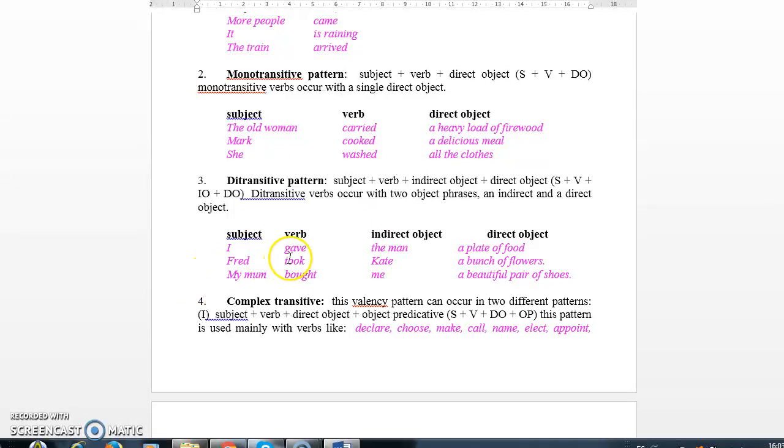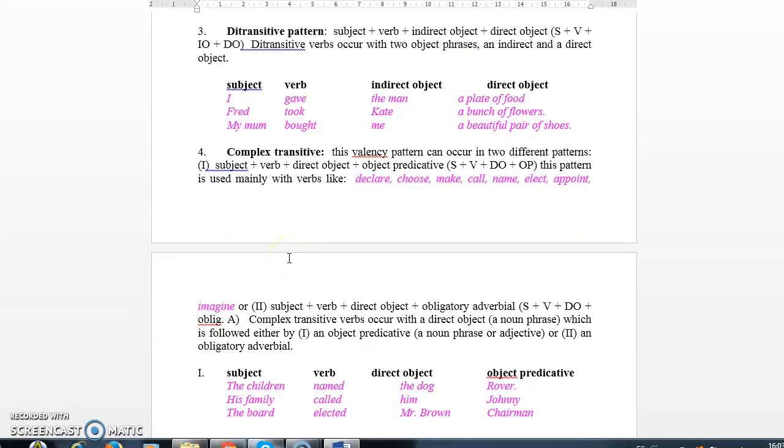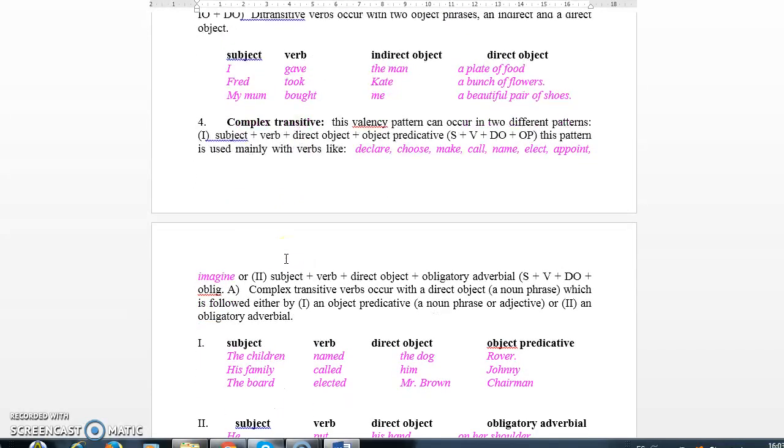The other kind of valency patterns that we have are the complex transitive. These are a bit more complicated, and they always come after certain verbs. Yes, not any verb can take it. This valency pattern occurs with 2 different patterns. One with the verbs, for example, declare, choose, make, call, and there you have a subject, a verb, a direct object, and an object predicative, which is telling you something about the direct object.